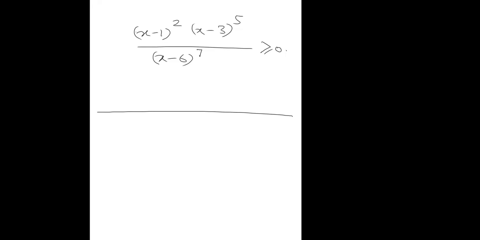Now mark the numbers. If it is an even number of times, you have to write it down twice. If it is an odd number of times, you have to write it down once. If the power is odd, then you write it down once. If it is in the numerator and it contains the equality sign, then you have to mark it as closed. In the denominator, it will always be open.